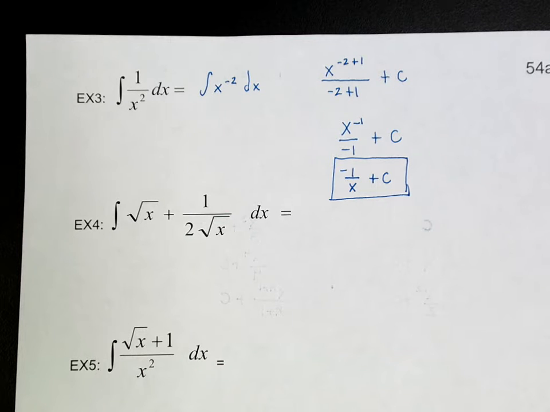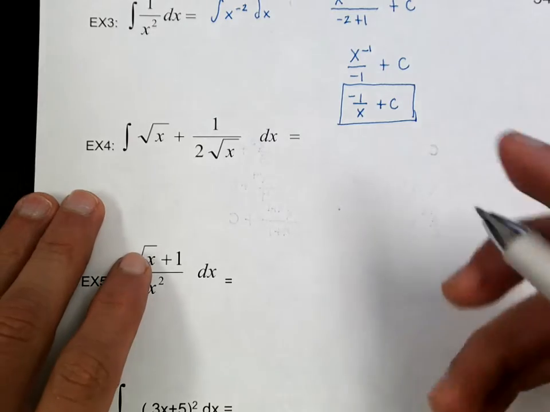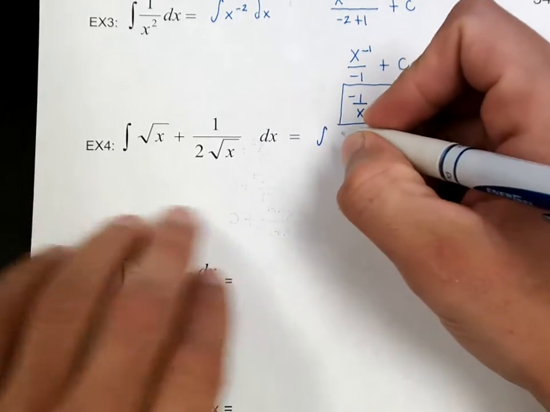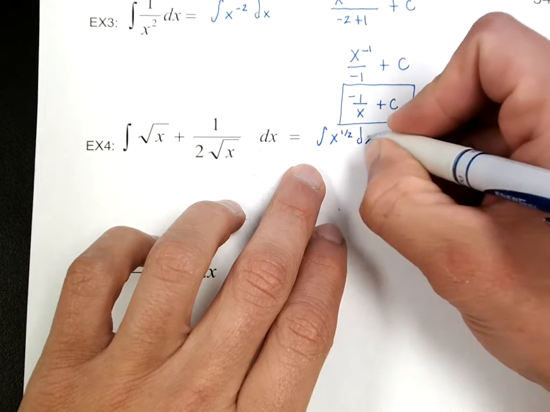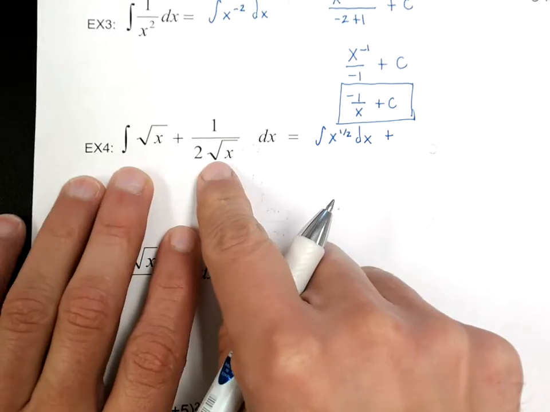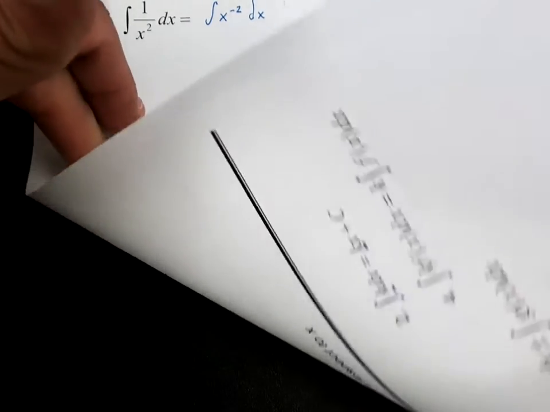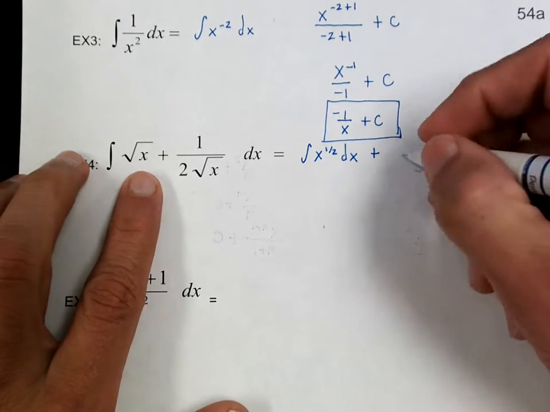Let's see. Now the next one is going to be the same idea. I'm going to simplify this a little more. I have x to the 1/2 power, taking the antiderivative. I'm going to use a rule, I believe it was number 5, to split that up. Yes, rule number 5. I'm going to split that up into two different integrals.